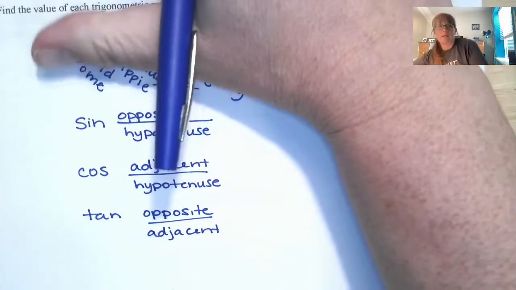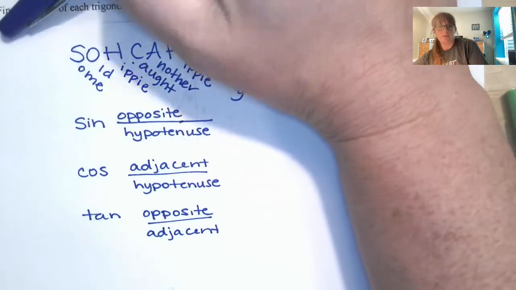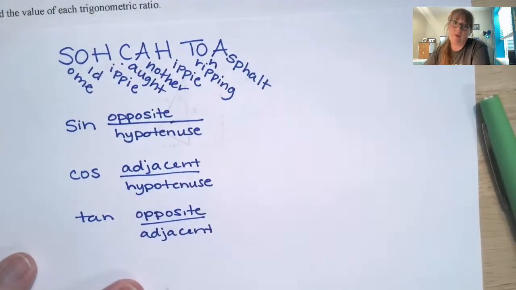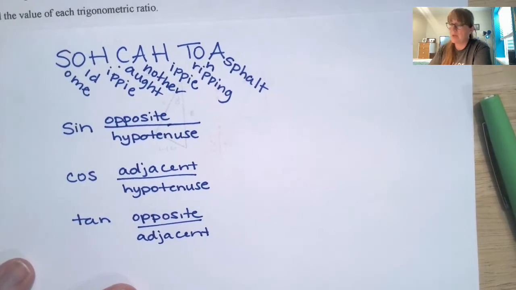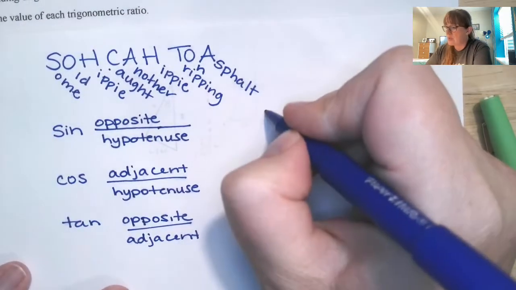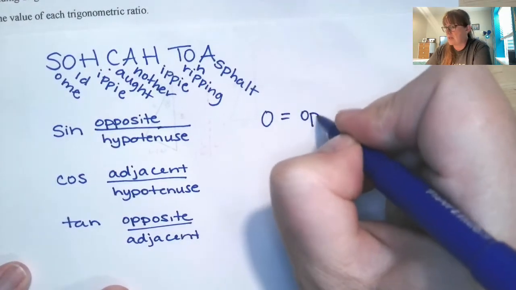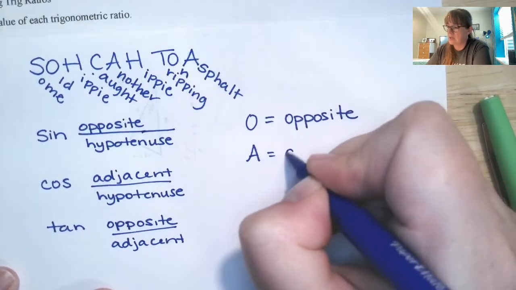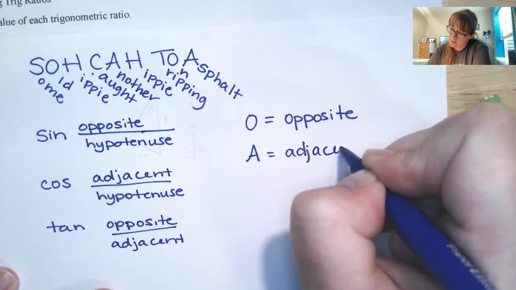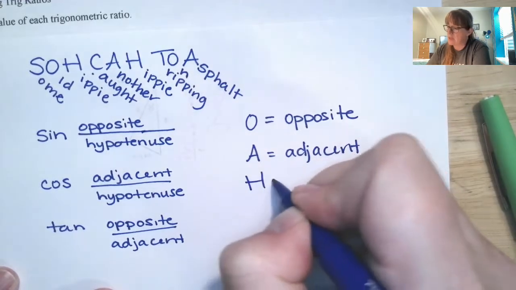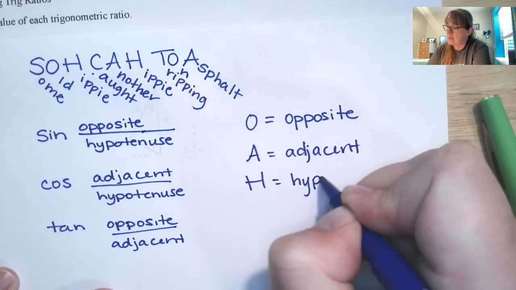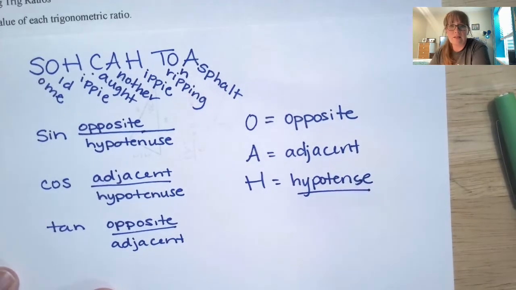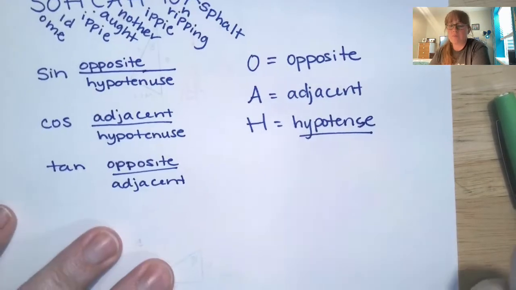Can you memorize sine, opposite over hypotenuse, cosine, adjacent over hypotenuse, tangent, opposite over adjacent? Or could you remember some old hippie caught another hippie tripping on asphalt? Probably a little bit easier, okay? Anytime you see an O, it is opposite. Anytime you see an A, it means adjacent. And anytime you see an H, it means hypotenuse. This only works for right triangles because of a hypotenuse. Hypotenuse doesn't exist unless it's a right triangle, okay?